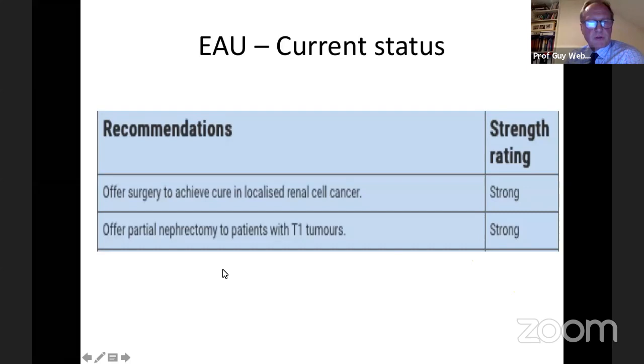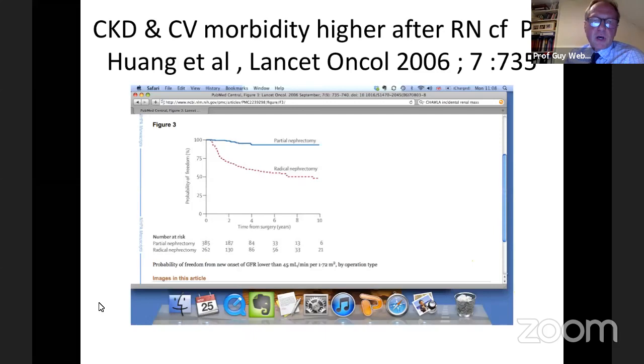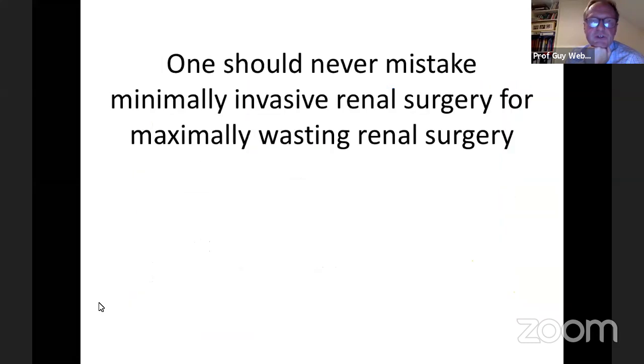Let me just move this out of the way. There we are. And things have evolved and moved on from the radical nephrectomy 60 years or so ago by Robson. We then found out 20 years or so ago that patients who had a partial nephrectomy have improved renal function, and we started to realize that the oncological outcome was just as good.